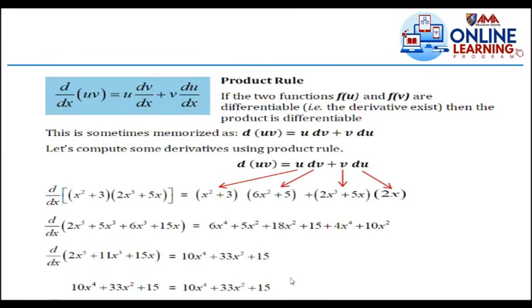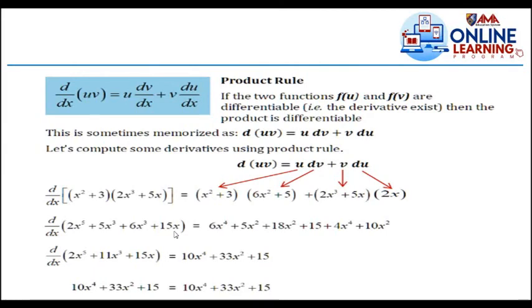That is our y prime, or that's our first derivative. So this is our formula using the u dv plus v du. So as I said earlier, on the left side, this is the FOIL method. They multiplied right away without using this formula. That's also possible. x squared by 2x cubed, 2x to the fourth. x squared by 2x cubed, 5x cubed, 3 by 2x, 6x, 3 by 5x, 15x.